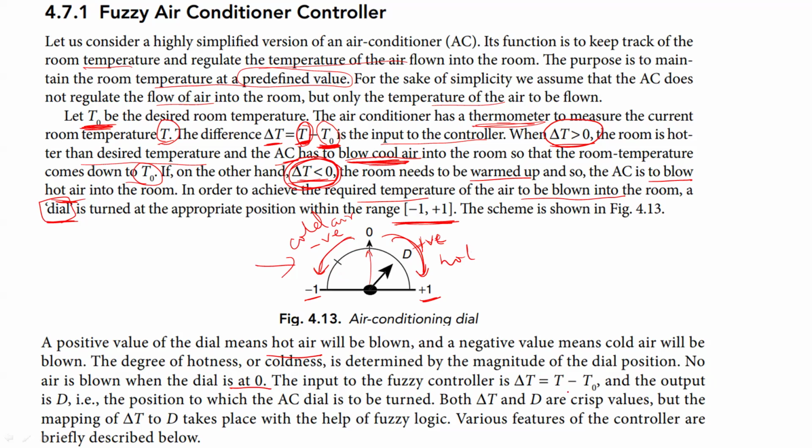So the input to the fuzzy controller is delta T, which is equal to T minus T0. So what is the input? If you have a fuzzy logic controller system here, the input to this will be delta T. And what is the output? The output is the position of the dial. So this is what we need to control. Based on the input sensor value, I need to control the dial so that I can cool the room or warm the room.